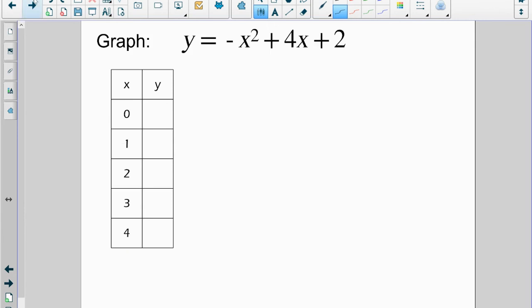Let's look at one more. I'd encourage you to pause the video and try this one on your own, see if you can get the y values when x is 0, 1, 2, 3, and 4.